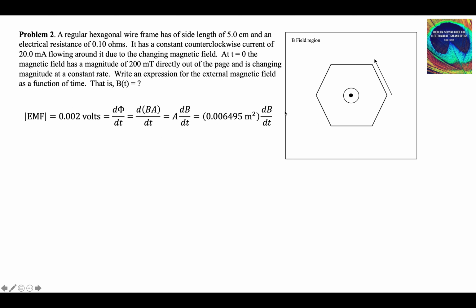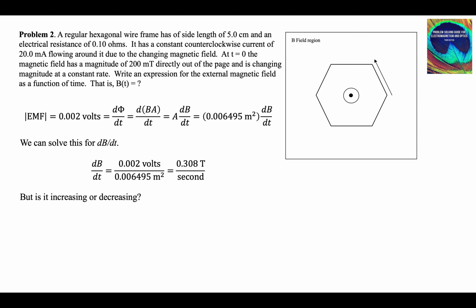And then we have this dB dt, which is what we need for the equation. How quickly is the magnetic field changing? We can solve this for dB dt. It's 0.002 volts divided by the area, and that's 0.308 Tesla every second in SI units, which is 308 millitesla per second.